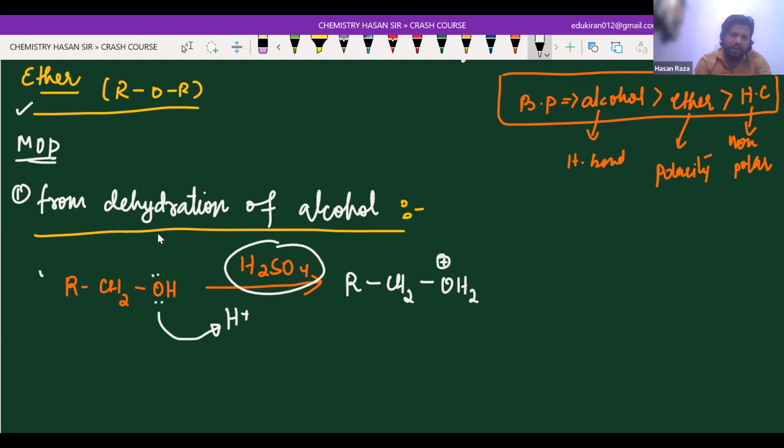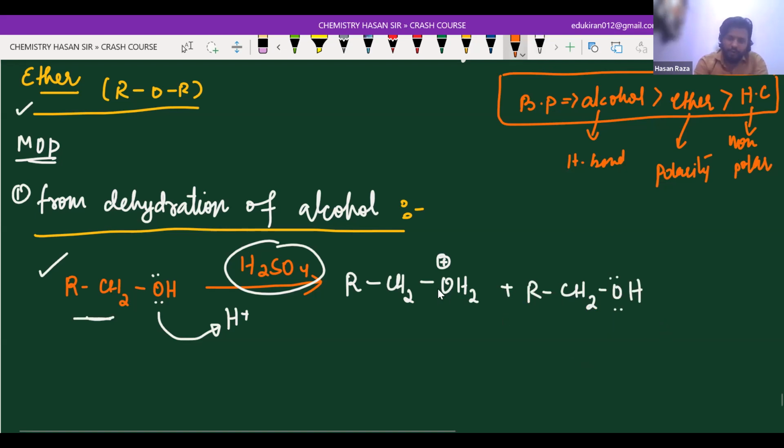Now again you are going to take another mole of alcohol. This is the key point in dehydration of alcohol to get an alkene versus an ether. First, the temperature is a little higher in dehydration of alcohol to get an alkene, and second, we take only one mole. Here the temperature is lower, and we take 2 moles of alcohol. So you can see the another mole I'm going to use here, RCH2, like this. Now see what will happen.